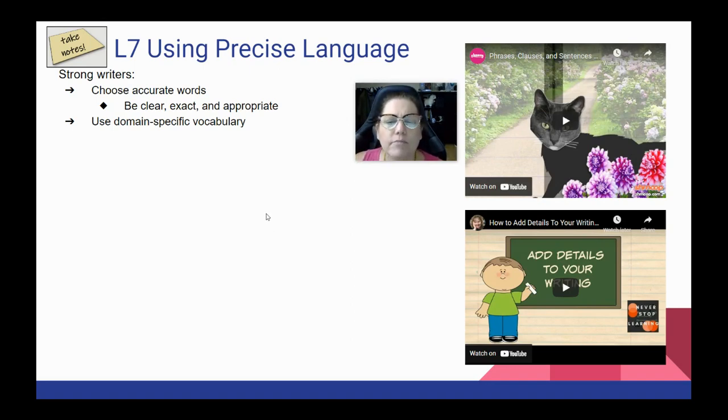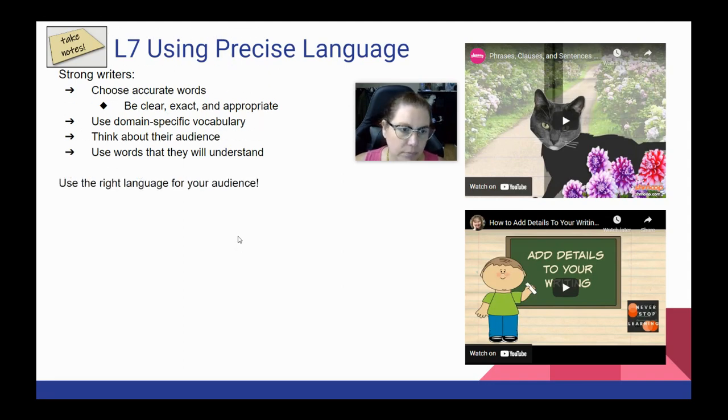So make very careful decisions about how you are conveying the tone, how you're coming across, and what words you're specifically using. So you're thinking about your audience when you do this, okay? Use words that they will understand and use the right language. At this point, you are using that right language for your audience by doing that.